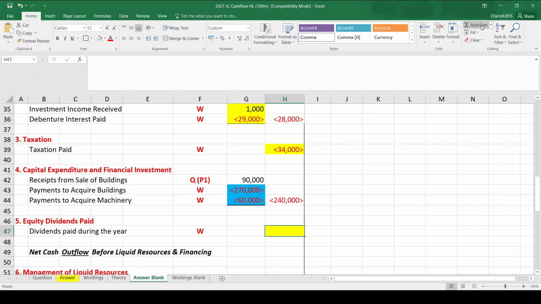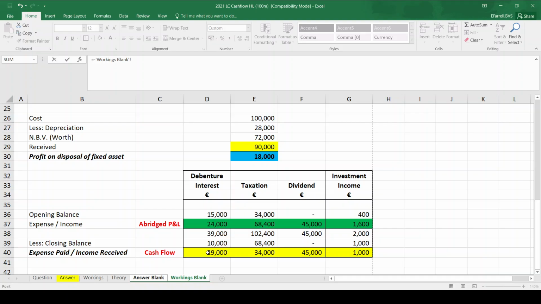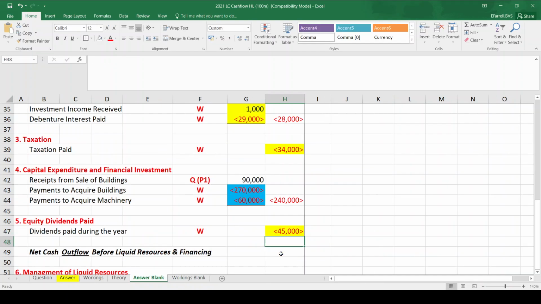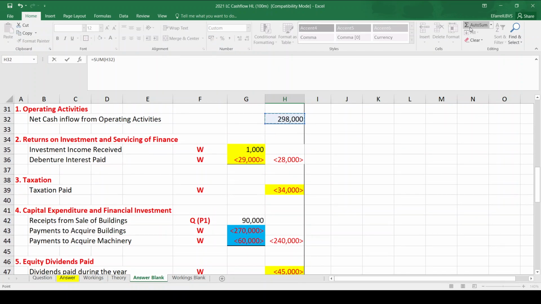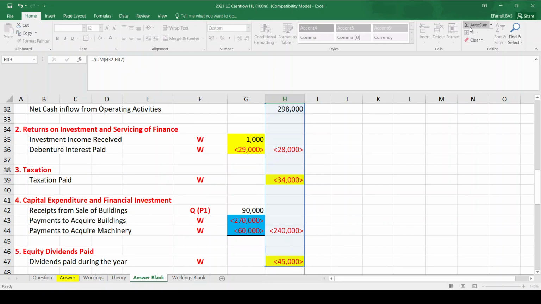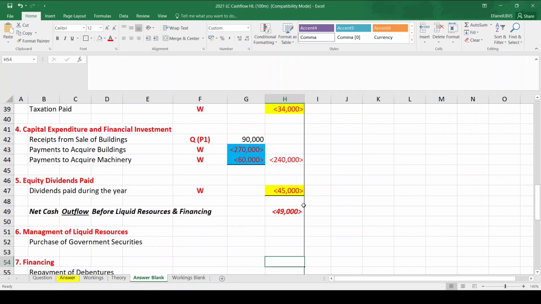Equity dividends paid is very straightforward again. It's just the dividends that were paid during the year, and again, that's coming from my workings down here below. It's the yellow figure. I paid 45,000. So now after the first 5 headings, I am going to total this, or subtotal it. It comes to minus 49,000. And that's a net cash outflow because it's a negative figure, before liquid resources and financing.